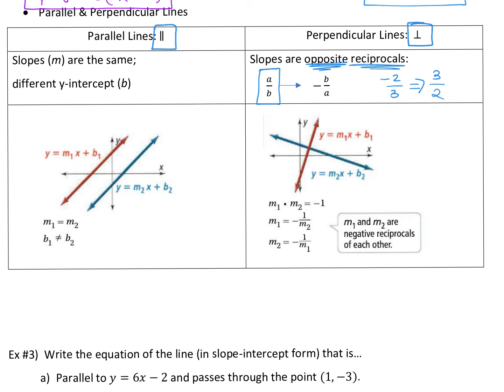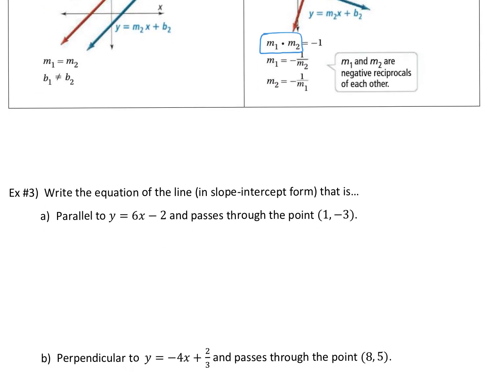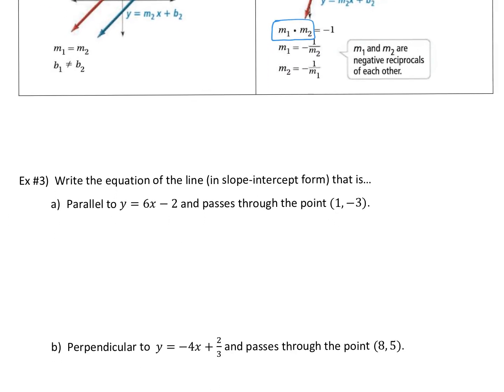The way the book says, instead of opposite reciprocals, they say negative reciprocal. But basically what it is if you take your 2 slopes and multiply them together, they should always equal -1. So that's another way you could figure it out if you want. I think opposite reciprocal is way easier. So that's how I will always refer to it. Flip it, change the sign.